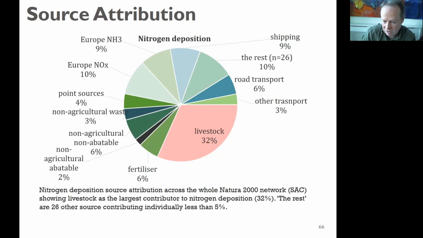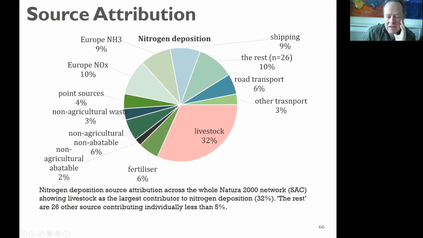So a third of it is coming from agricultural livestock. 10% is NOx from import from Europe. We've got road transport at 6%. We've got shipping contributing to nitrogen. That sort of makeup you'll see on the app when you go to a site, and you'll have these categories. I think you'll find most of the sites you go to not always have livestock as a key component, okay? And we have a nitrogen pie and a sulfur pie, okay?